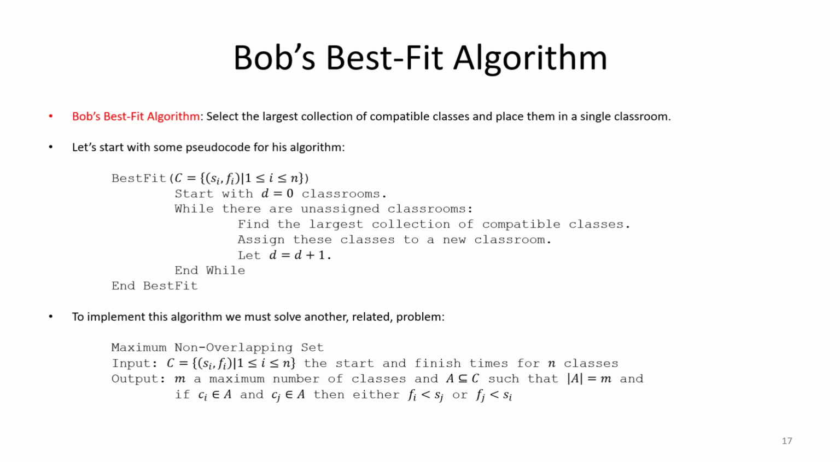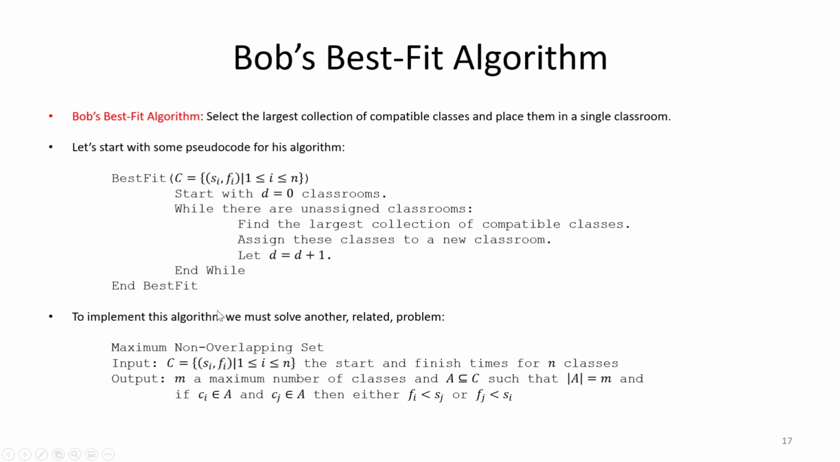Okay, so that actually proposes for us a new problem. And I'm going to state this as an input-output criteria so that we can approach it as a separate problem in itself, which is to find this maximum set, this largest collection of compatible classes, or as I'm going to state it here, the maximum non-overlapping set of intervals.